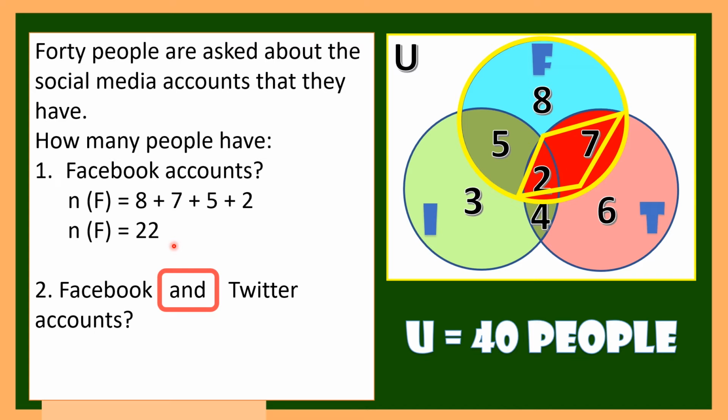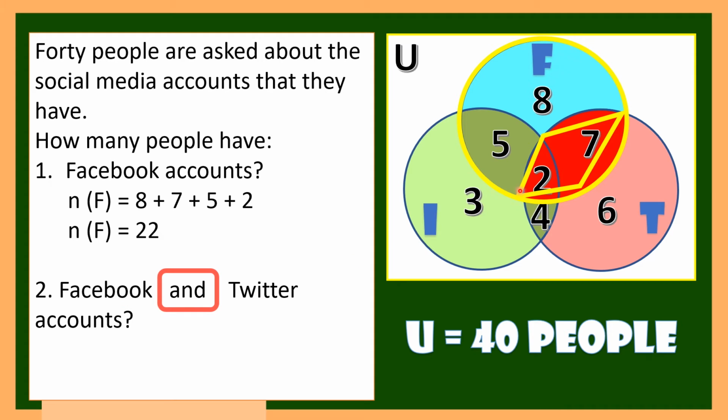Next, number 2. How many people have Facebook and Twitter accounts? For this one, what's being asked is how many have Facebook and Twitter. So, why is the word "and" highlighted? As you can remember from our diagram earlier, the word "and" is under intersection. When we say intersection, we just take the common elements between Facebook and Twitter accounts.